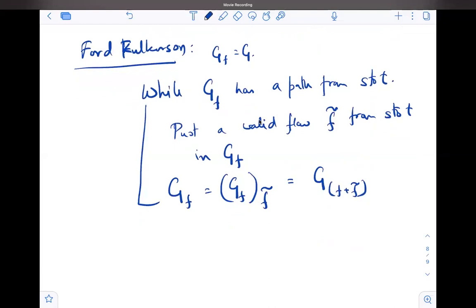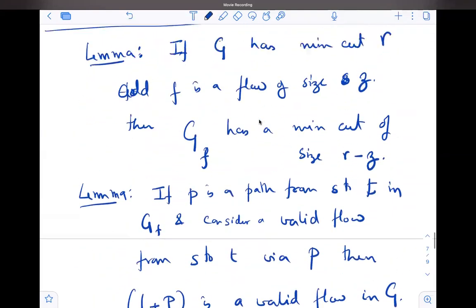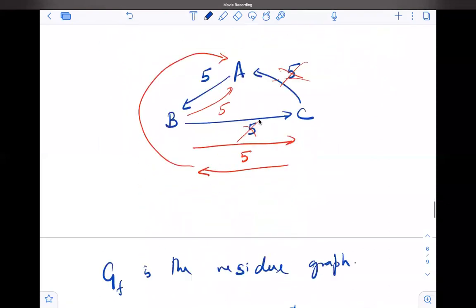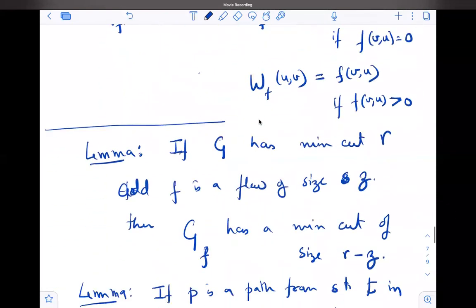Sir, could you scroll up to the min cut statement? Sir, no, the min cut lemma. The first one of the two lemmas. Yes, here.